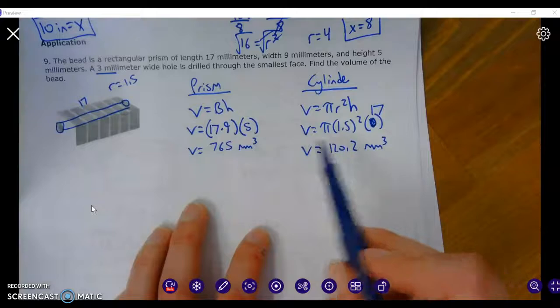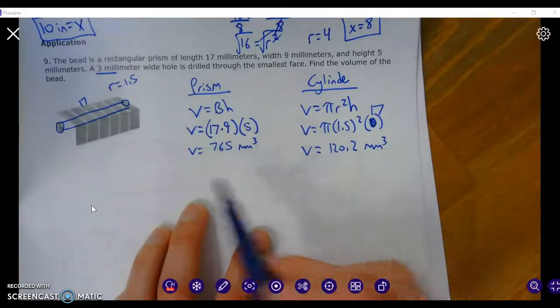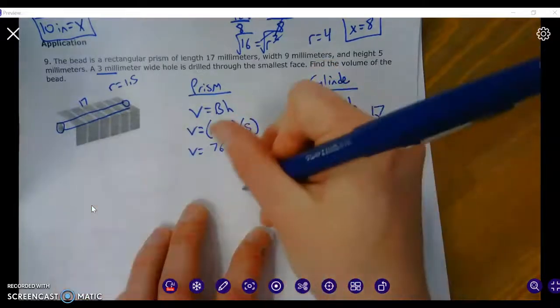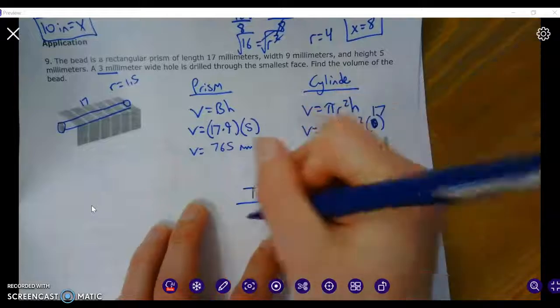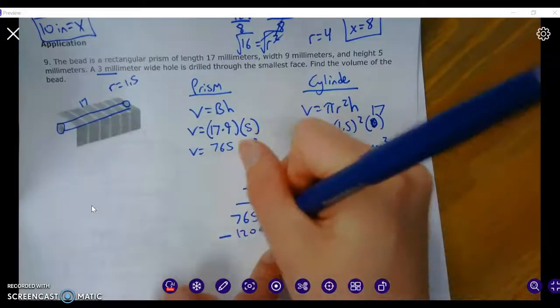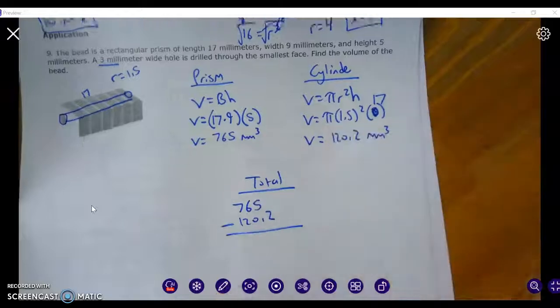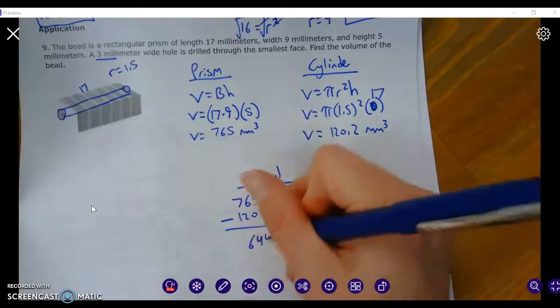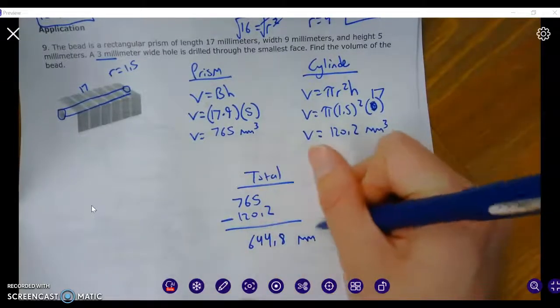So then what we're going to do is subtract these two numbers to get the total volume. So we take 765, subtract out 120.2. So our total is 644.8 millimeters cubed.